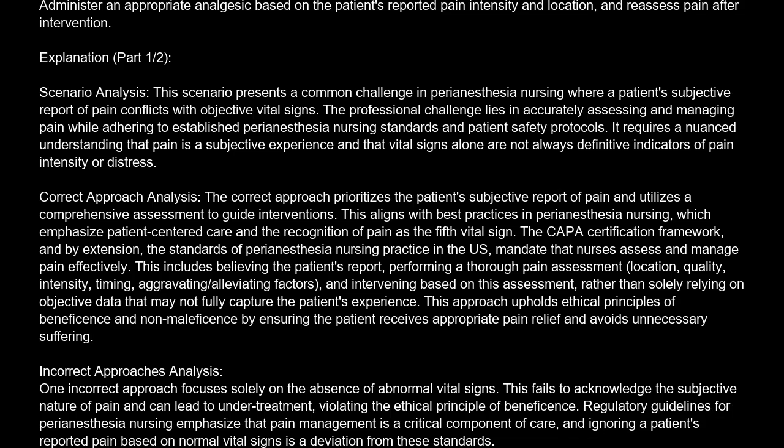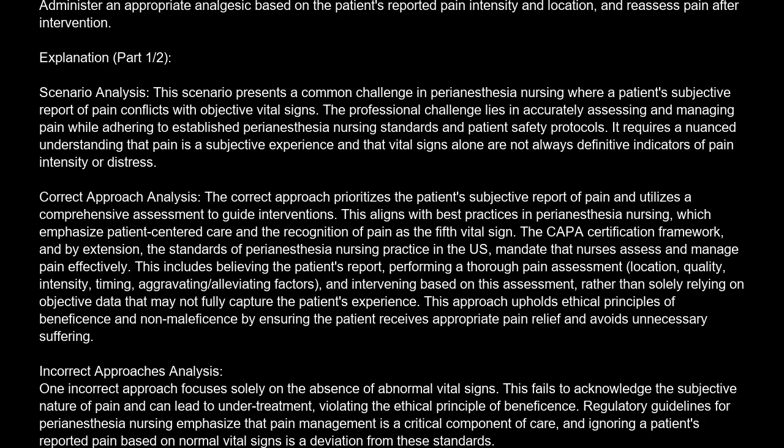The correct answer is A. Administer an appropriate analgesic based on the patient's reported pain intensity and location, and reassess pain after intervention. Explanation. Scenario analysis. This scenario presents a common challenge in perianesthesia nursing, where a patient's subjective report of pain conflicts with objective vital signs. The professional challenge lies in accurately assessing and managing pain, while adhering to established perianesthesia nursing standards and patient safety protocols.